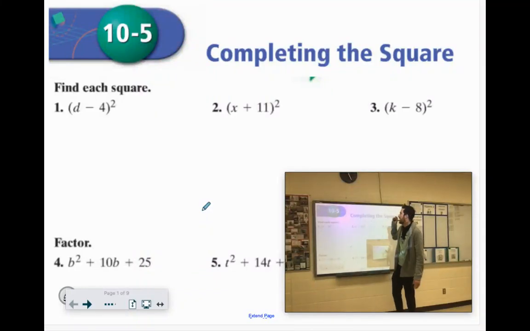Guys, welcome back. Today we're doing completing the square. It's a very fun topic, very fun. But here's kind of what it entails.